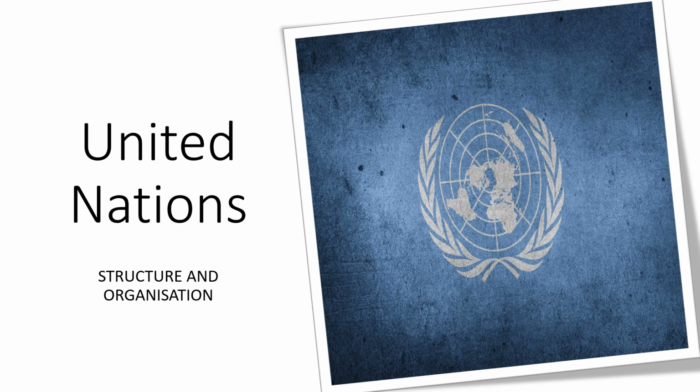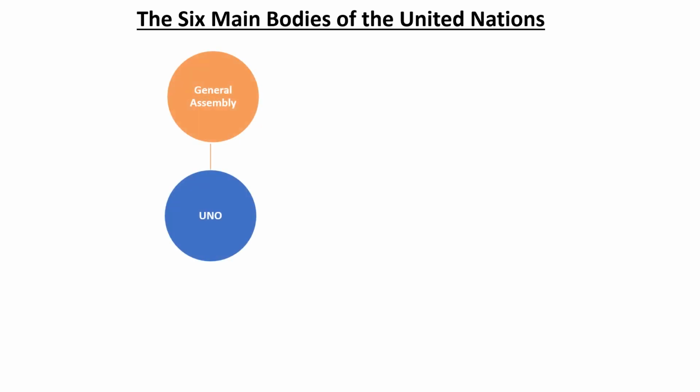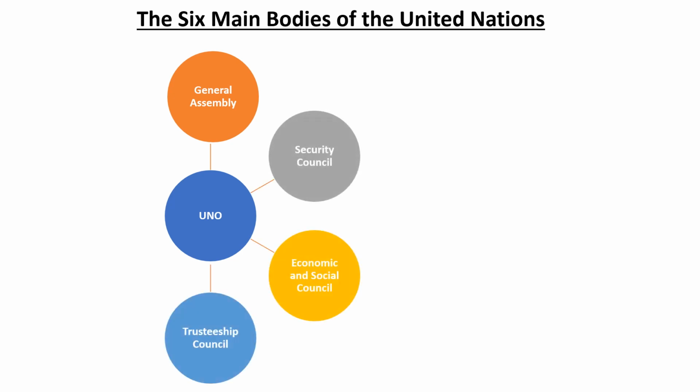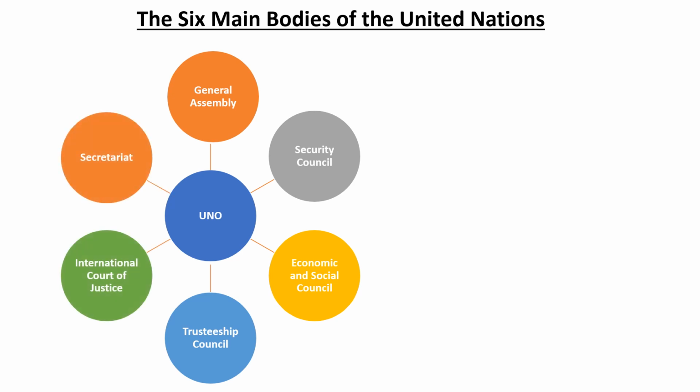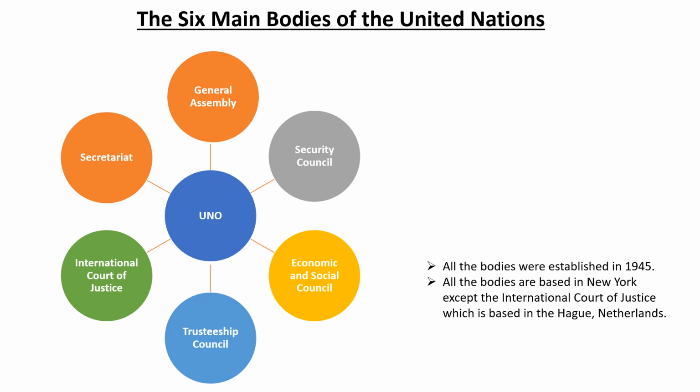In this video, we are going to talk about the structure of the United Nations. UN has six principal organs, namely the General Assembly, Security Council, Economic and Social Council, Trusteeship Council, International Court of Justice, and the Secretariat. All these bodies were established in 1945. And with the exception of the International Court of Justice, which is based in The Hague, Netherlands, all the remaining bodies are based in New York.